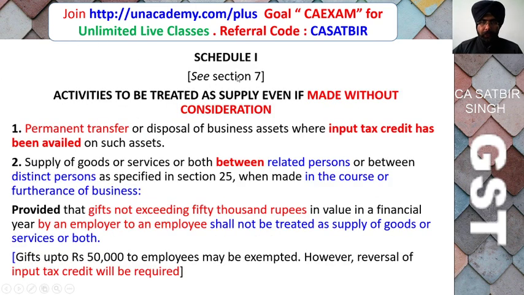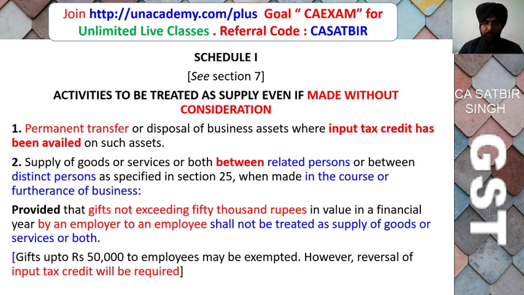So these are the Schedule 1 activities given in Schedule 1 of the GST Act. We say that these activities are to be treated as supply even if made without consideration. That is, even a permanent transfer or disposal of a business asset where input tax credit has been availed on such asset. For example, you have machinery and you have availed input tax credit, and now you want to sell that machinery. Even if you dispose of it for a zero value, you are required to pay GST. So you cannot transfer any asset on which input tax credit has been claimed, even for a zero value. You are required to pay GST on that.